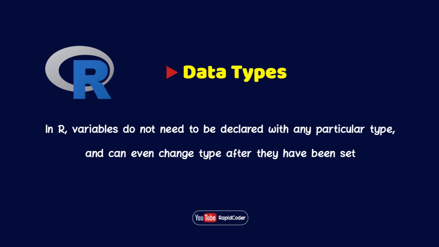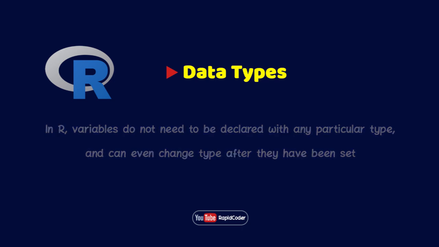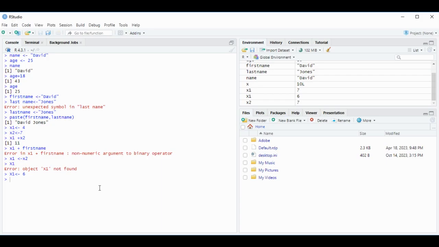For example, the family of C, C++, Objective-C, C# can't do that, but it's available in R. For example, again x1. It has a numeric data, and now I want to assign a string data. For example, John. Now the x1 is John.